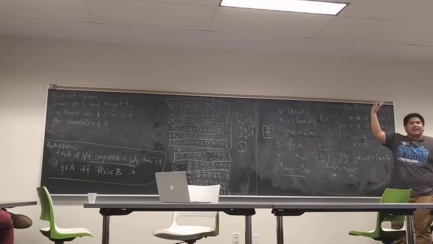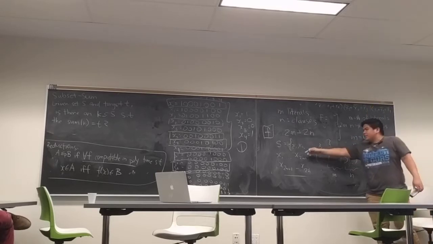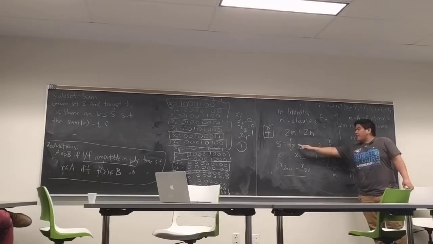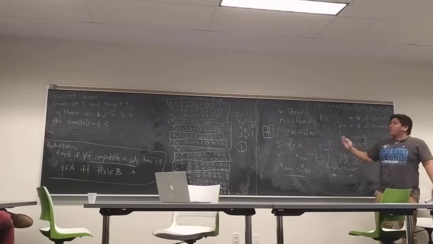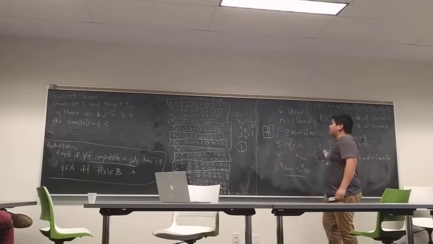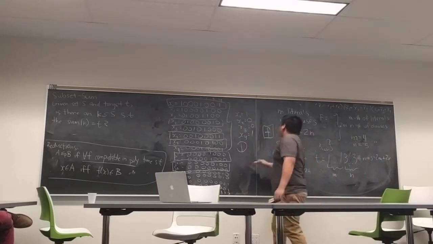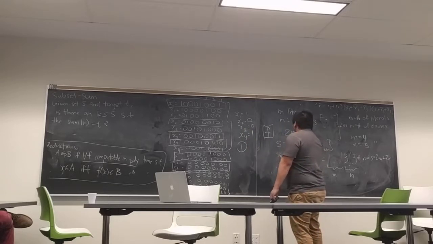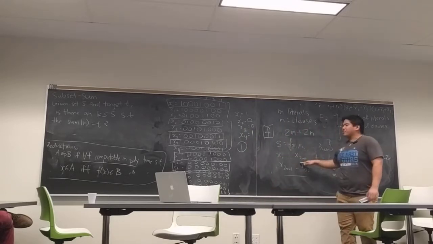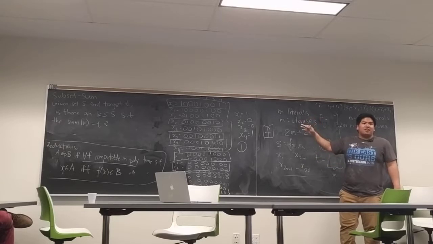So given that we have a satisfying assignment, we're guaranteed to find a subset sum. And given that there is some subset sum, we know that whatever subset sum we pick, if the variables are from x1 to x of 2m, that's going to be our satisfying assignment.